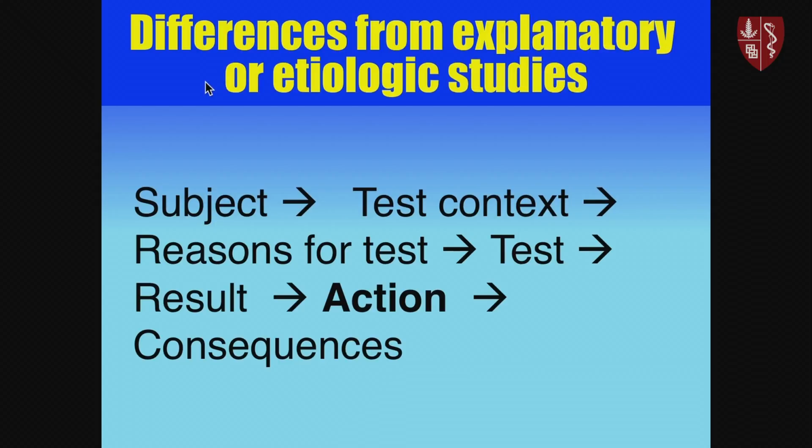studies. Because the difference between those and a diagnostic or predictive test is this is the chain we have. We have a subject, we have a test context, that is where the patient is being tested. The other things that would be done if you weren't testing them, you have reasons for the test, you actually do the test, you get the result, you take an action, and those actions have consequences. Now, rarely when we're looking at therapeutics or evaluating other things, do we look as closely as we're going to look at this issue of action and consequences and context.